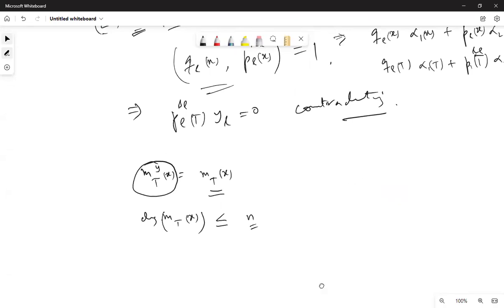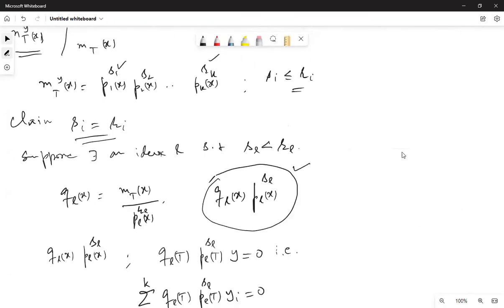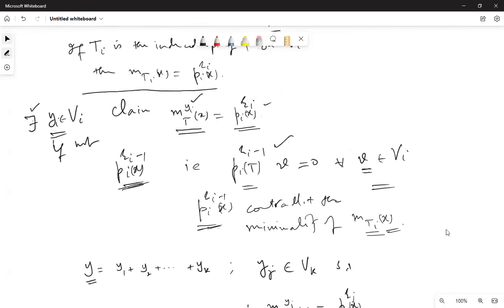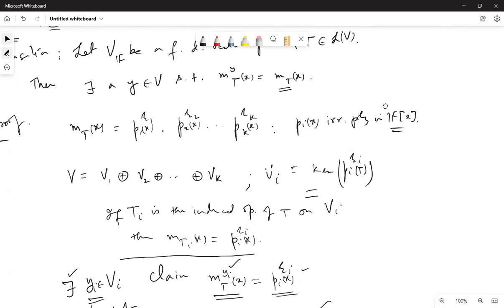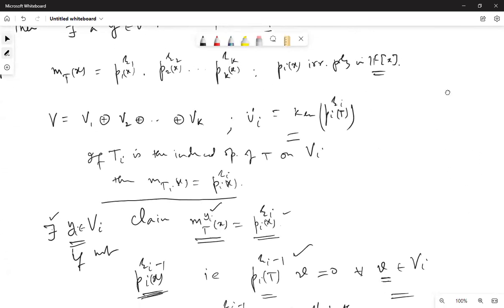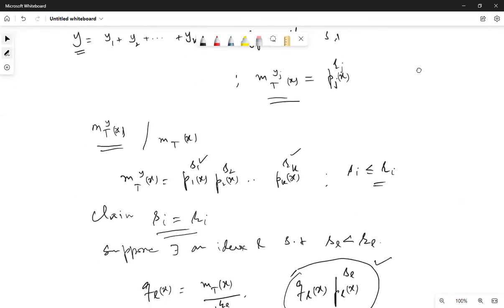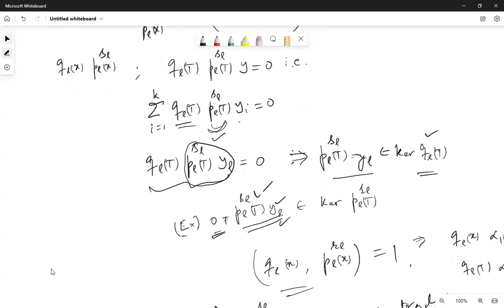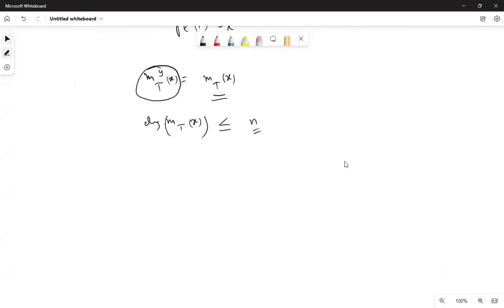Somewhere I have written about it in the notes. You just check. Yeah, this is the fact now used. So this controls the degree of the minimal polynomial. Now the question is how to find out this minimal polynomial. That we shall be doing in the tutorial class as well, right? We shall be doing that in tutorial class.